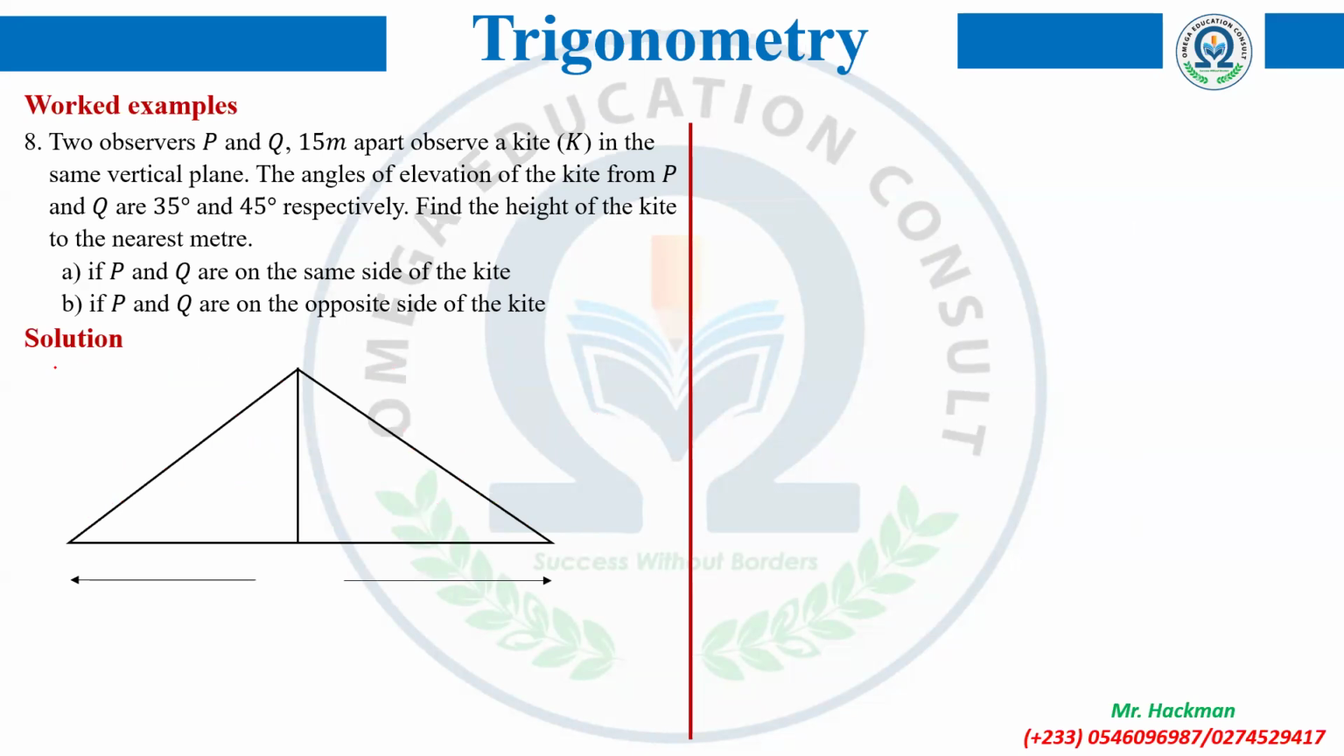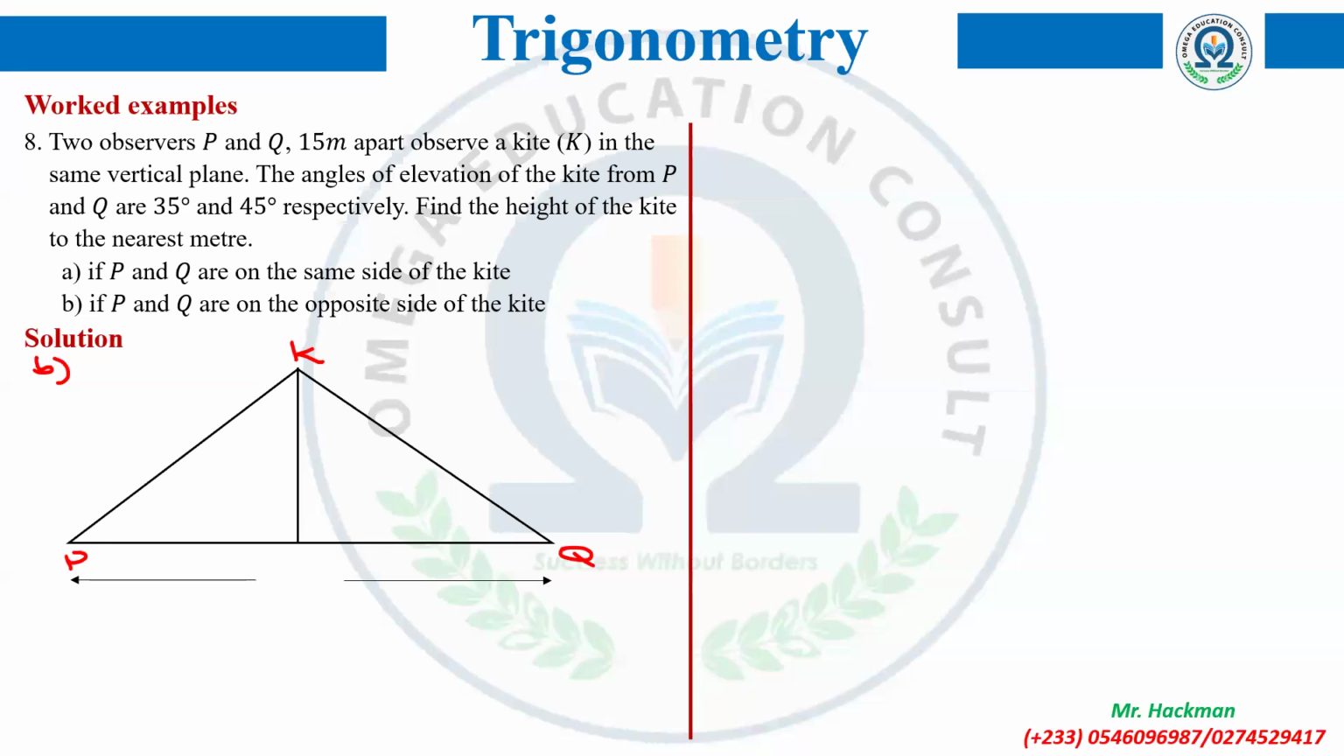So let me look at the 8B. We are looking at a situation where P and Q are on the opposite sides. So this is where you have your K, and P could be here, Q could be here. When they are on the opposite sides, it doesn't really matter where you put your P and Q. When they are on the same side, it really matters. I hope you are with me. Take note of that.